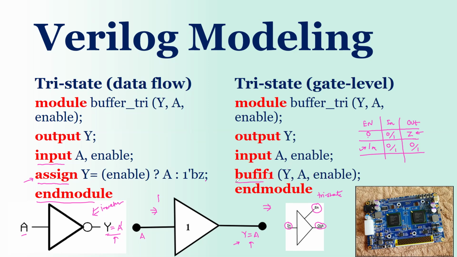Now, how does this command work? It says if the enable pin is equal to 1, output is assigned the value of input. If the enable pin is set to logic 0, output is otherwise in the high impedance state, which is basically this truth table. So that's how the Verilog will work. And finally, you have this endmodule. Okay, so these are the two modeling styles.